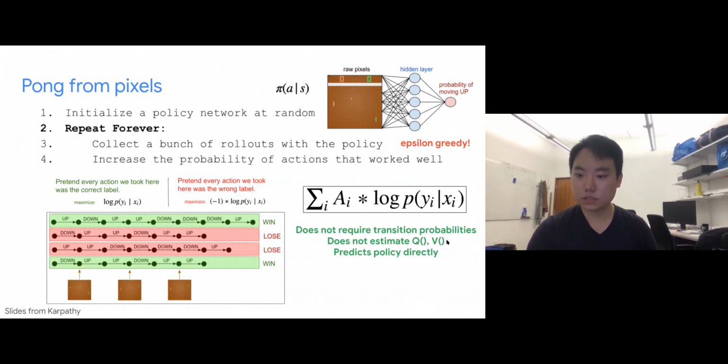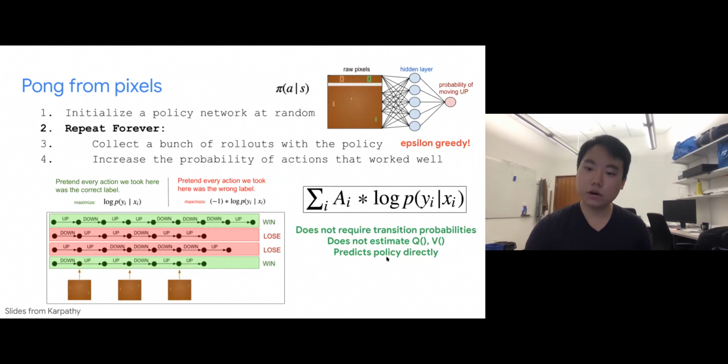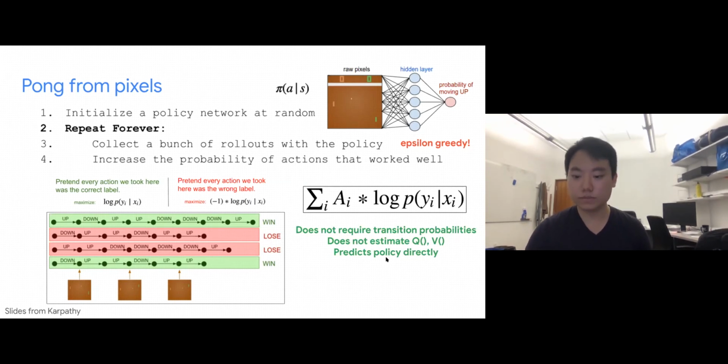And what are some benefits? It does not require transition probabilities. Nowhere here have we derived our Q stars or V stars, our optimality equations that involve these transition probabilities and our expectations. And it predicts the policy directly. So this is actually a very simple algorithm.